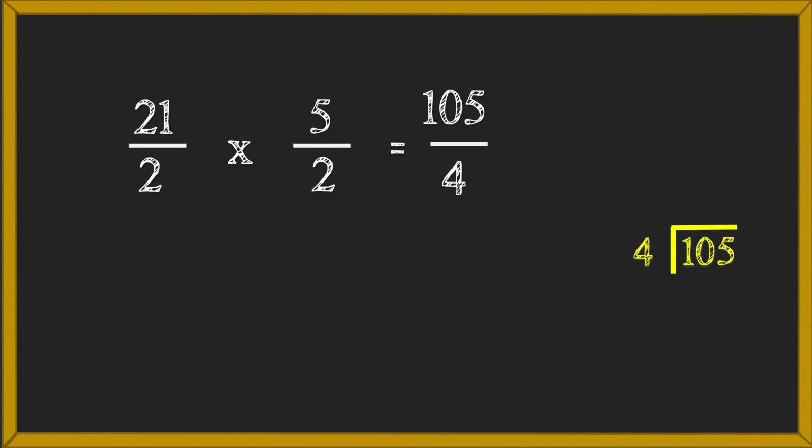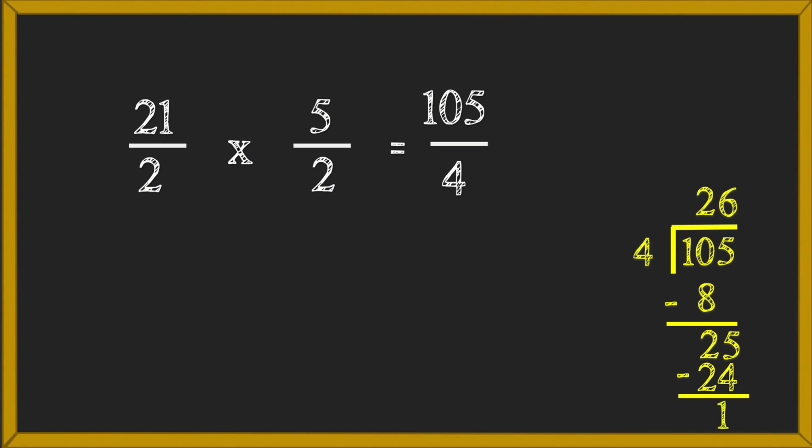105 divided by 4. Okay, just get the 10 first and divide it by 4. 10 divided by 4 is 2. 2 times 4 is 8. Subtract. 10 minus 8 is equal to 2. And bring down the next digit, which is number 5. And again, divide. 25 divided by 4 is 6. 6 times 4 is 24. Subtract. 25 minus 24 is 1.